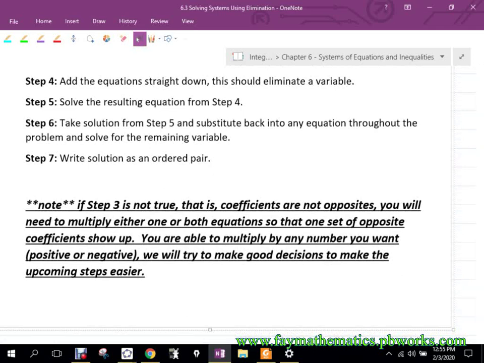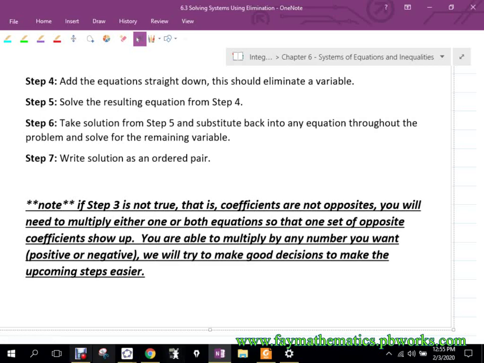It says if step 3 is not true. What that means, step 3 was that either the x's or y's had opposite coefficients. So if that's not true, you will need to multiply either one or both of the equations so that one set of opposite coefficients show up. So you are able to multiply by any number you want, positive or negative. It says we will try to make good decisions to make the upcoming steps easier.